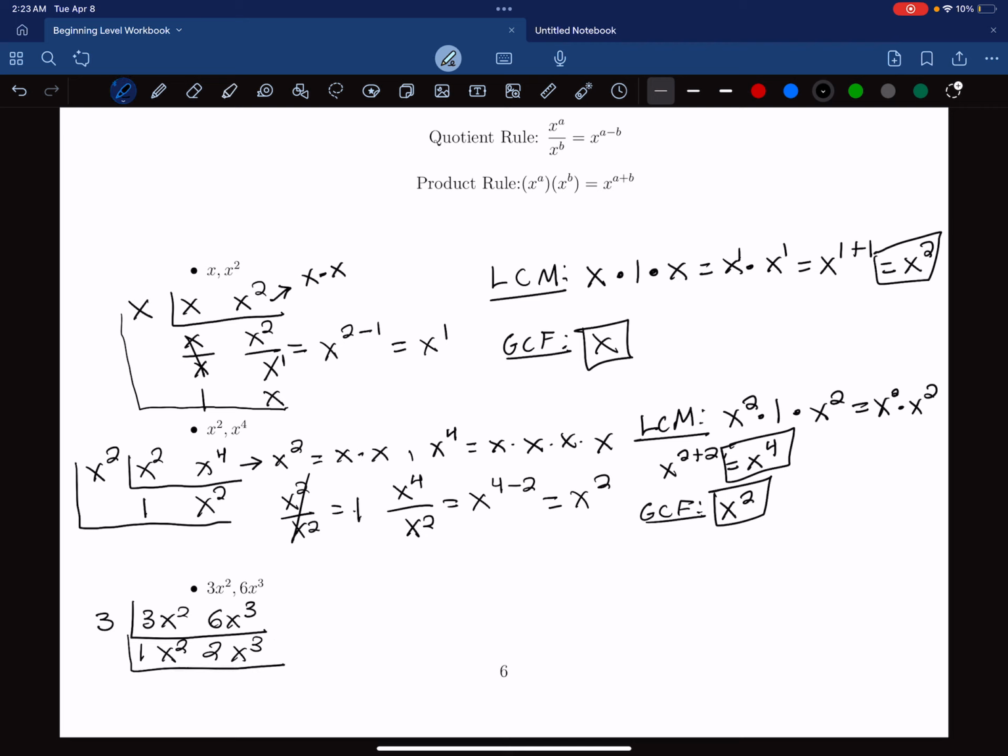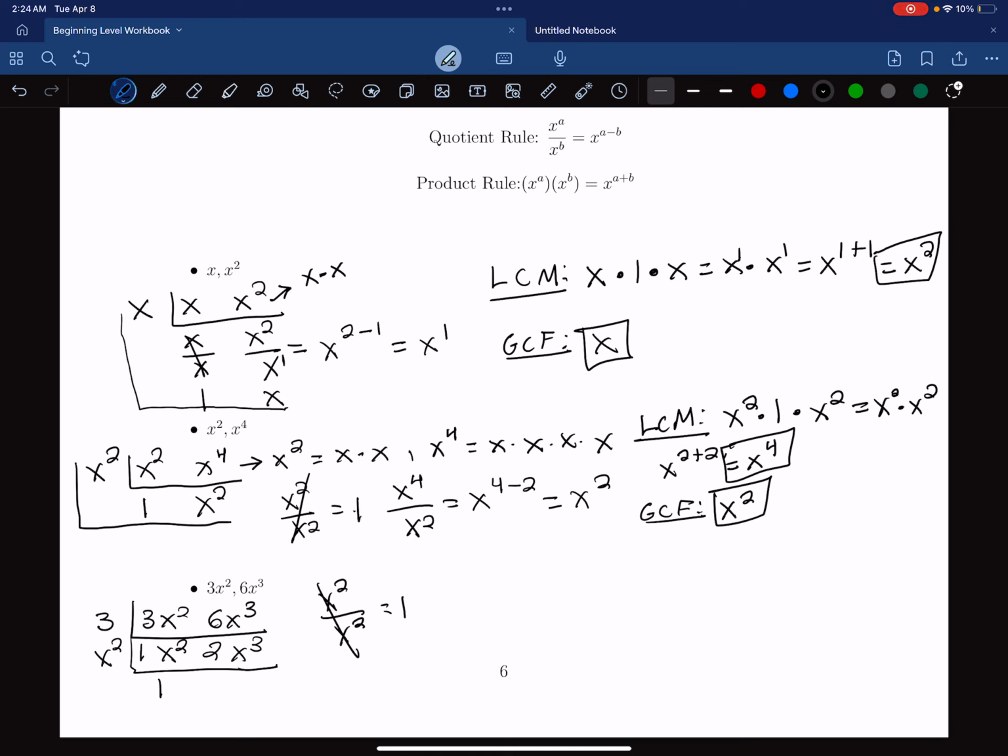Now, let's worry about the variables like we did above. So what can we pull out of x squared and x cubed? If you're thinking we can pull out an x squared, you are correct. So now let's work through this. So we have x squared divided by x squared. Those just cancel out. We're just left with 1. So we have 1 times 1, and 1 times 1 is just 1.